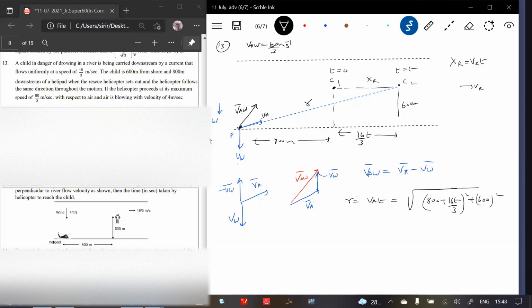But sir, we don't know VA. I think you have to calculate from here. Not a right angle triangle. I think you can't just use a right angle triangle. You have to calculate VA from the vector analysis. Will you do the calculations? Bhavya, can you do the calculations from here? Yes, sir. Thank you.